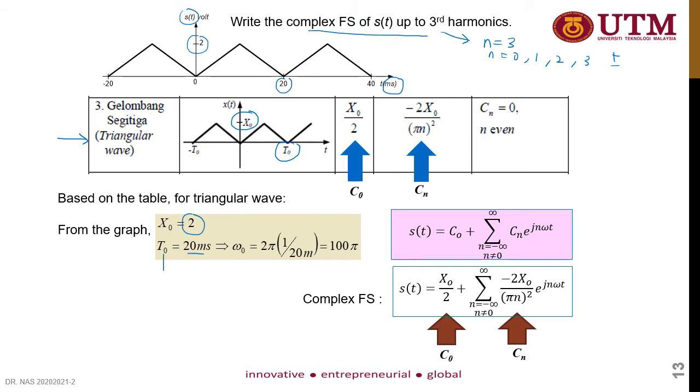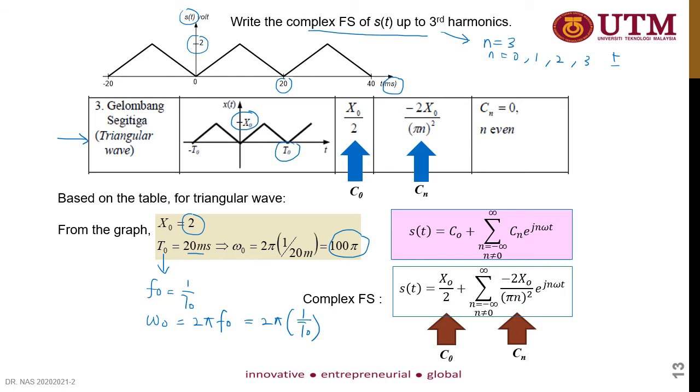From T0, you can calculate your f0 equal to 1 over T0. So from here, you can get your omega naught equal to 2 pi f0, which is equal to 2 pi times 1 over T0. So in this case, your omega naught equals 100 pi.